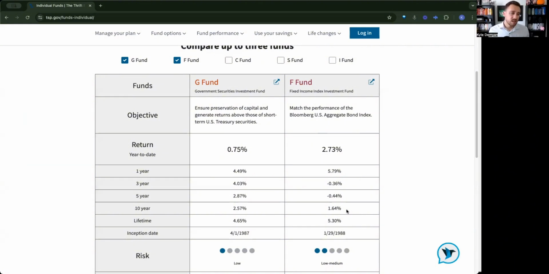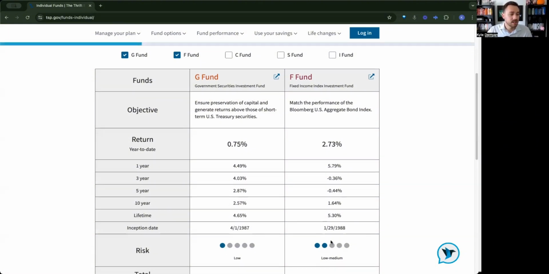And I tend to look at the numbers over the last 10 years. The G fund and the F fund used to do really, really well back in the late 80s, 90s, even in the early 2000s. But over the last 10 years, they have been lower performing funds. One other thing to understand is that the G fund will never have you losing any money. It is impossible to lose money when you're in the G fund. However, in the F fund, there can be some negative years, but it does have lower risk than the stock fund options that we'll look at in a moment.